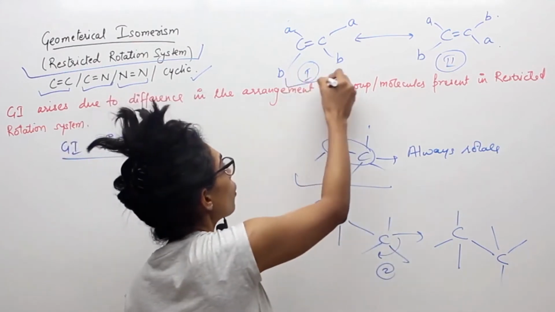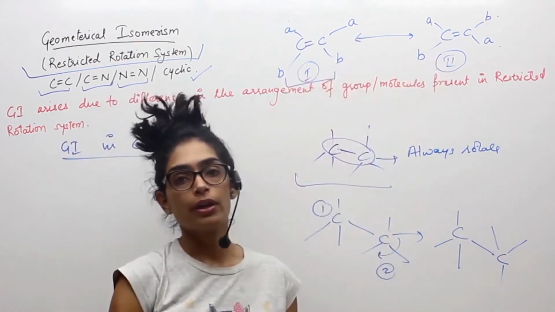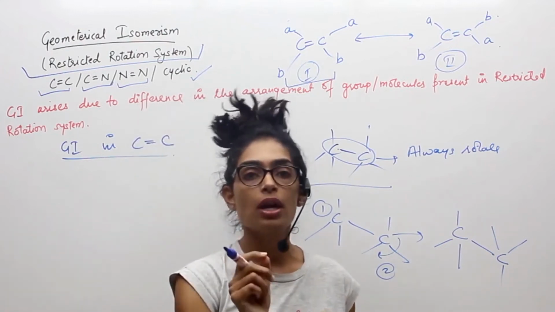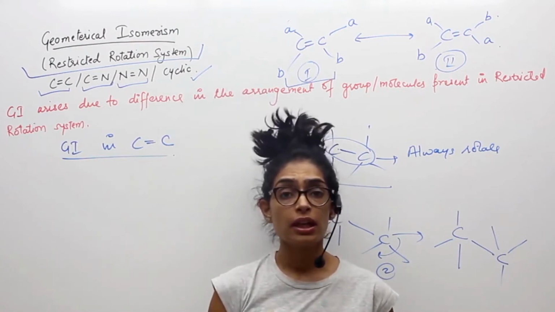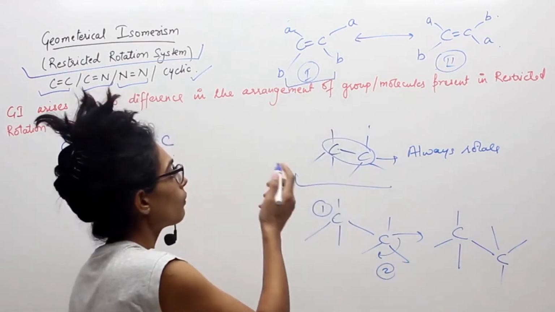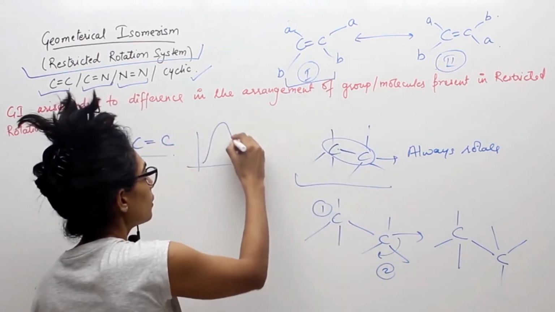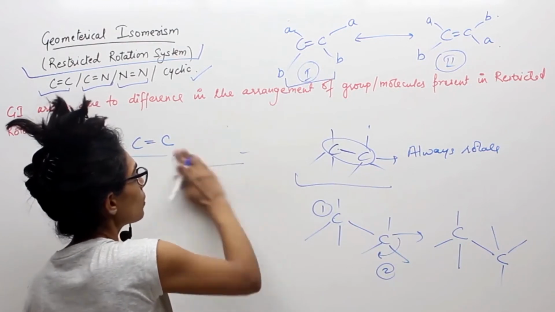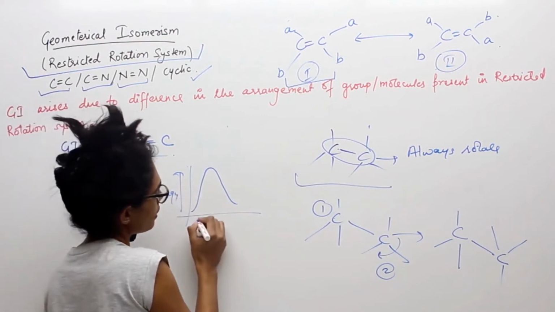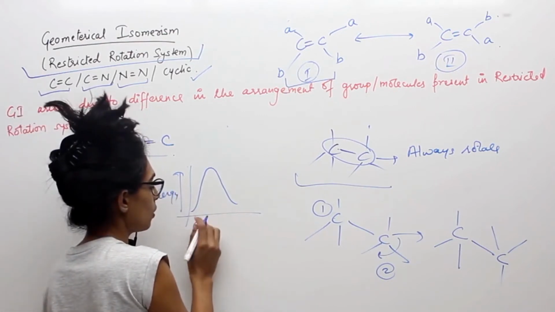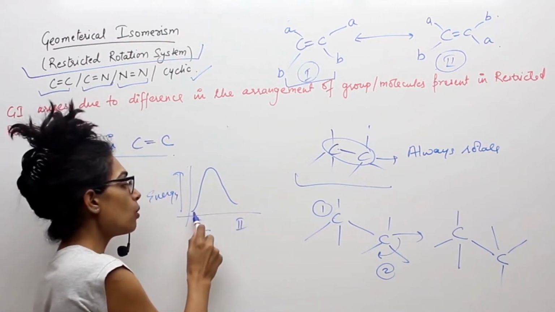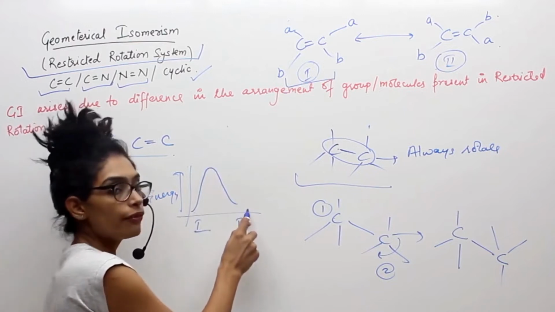Basically, conversion of 1 to 2 requires some amount of energy, and that energy is not negligible. That energy has a good amount of value, which also helps us isolate these two molecules with respect to each other. Basically, we can say there is an energy barrier. Let's say one molecule is cis, and this is the energy graph, and this is compound 1 and this is compound 2. So conversion of compound 1 to compound 2 takes some amount of energy.